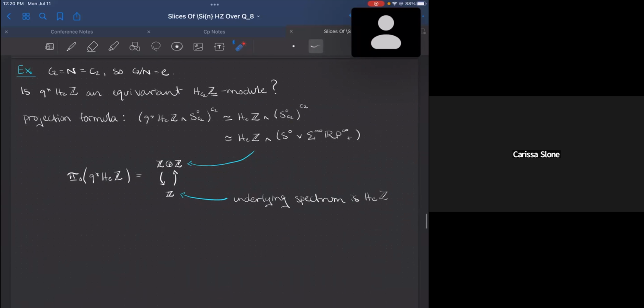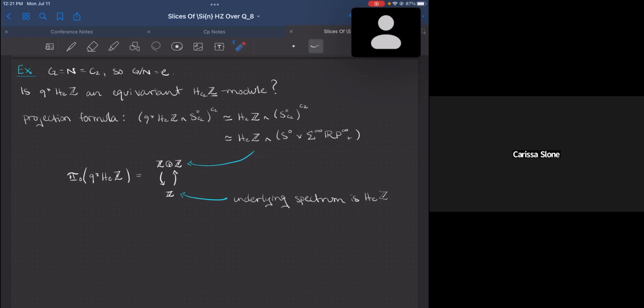For the HGZ module structure, let's take G and N to both be C2. So G mod N is E. Then we want to ask ourselves, is Q star HEZ an equivariant HC2Z module? Well, again, using that projection formula, if we pull back HEZ and smash with the sphere spectrum and take our C2 fixed points, well, then that's equivalent to HEZ smashed with the C2 fixed points of the sphere spectrum. But these fixed points, that is S0 wedge the suspension spectrum of RP infinity.